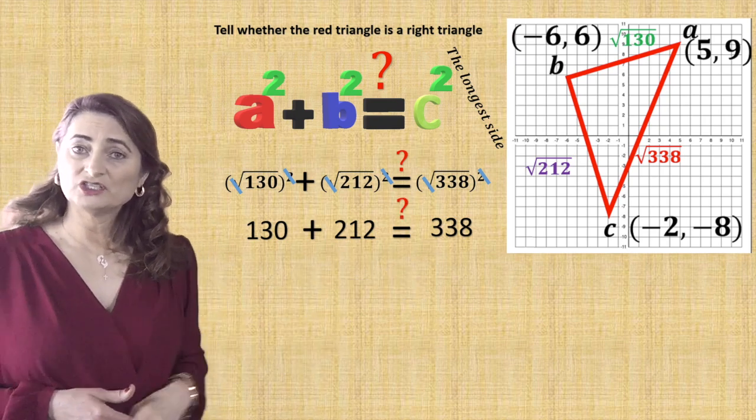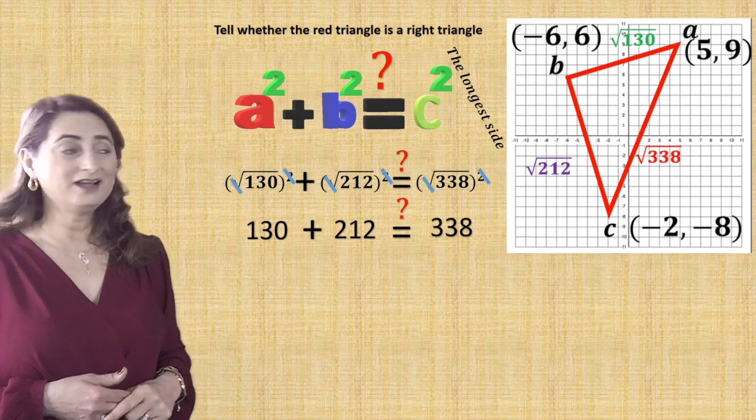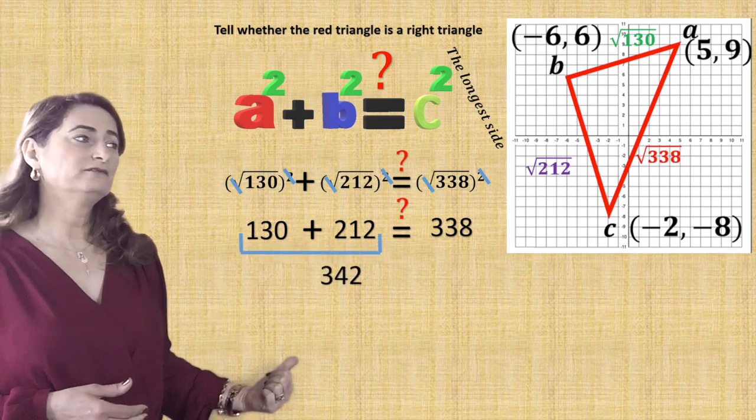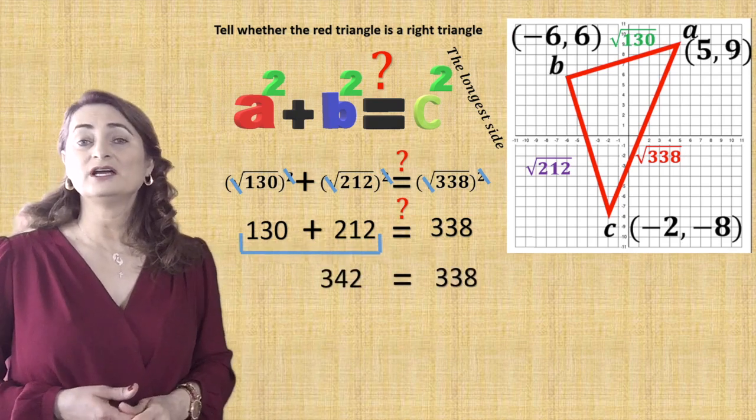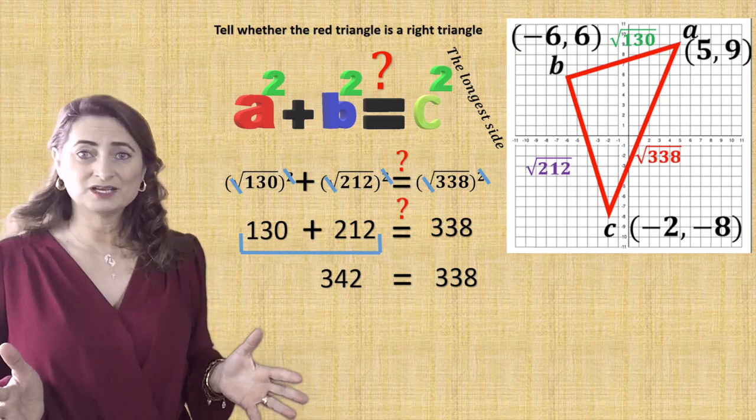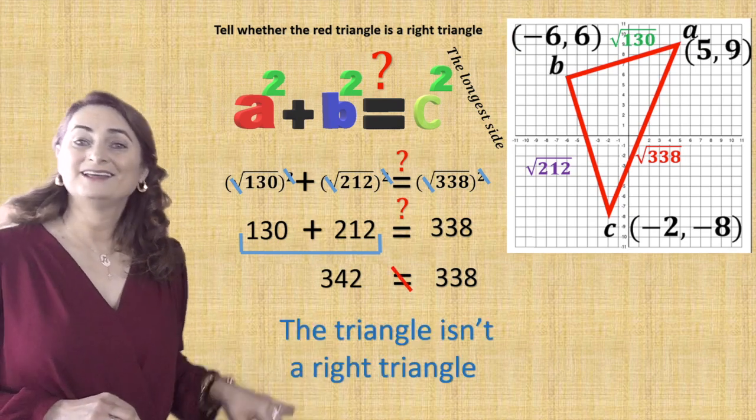You are checking to see, so there is a question mark on that equal sign. Combine like terms, you get 342 equals 338, but that's not a true statement. Therefore, the triangle is not a right triangle.